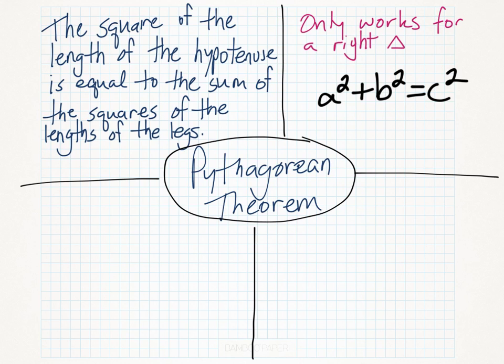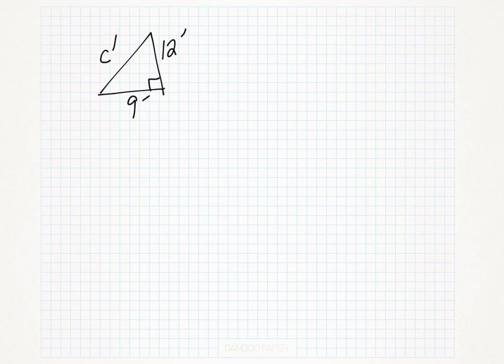To implement the formula is quite simple because you're doing the same procedure each and every time. So let's take a look at that. Here we have a right triangle, not drawn to scale, but that's okay. One leg is 9 feet, the other leg is 12 feet, and we're looking for the hypotenuse. So the first thing we're going to do is place those values, the values for the legs, in our formula, and of course we're looking for the hypotenuse here.